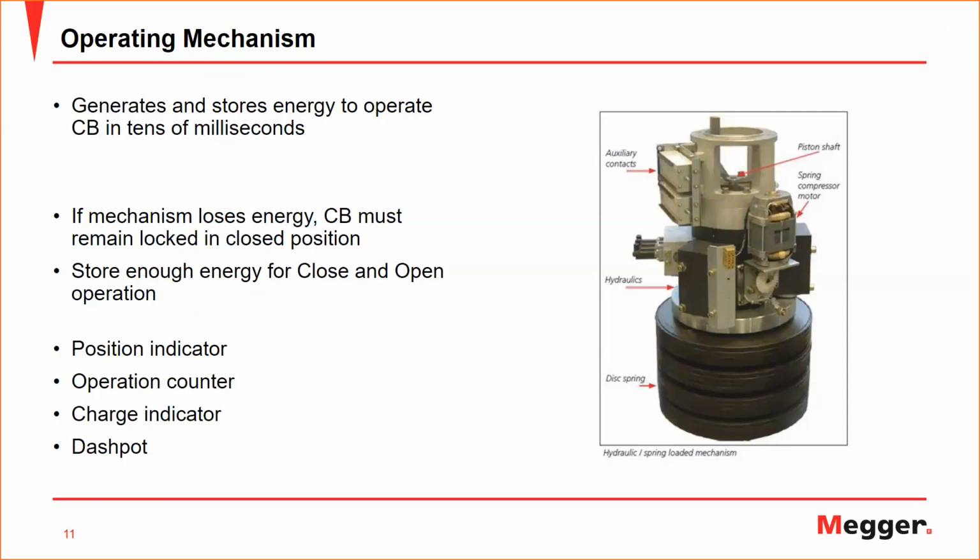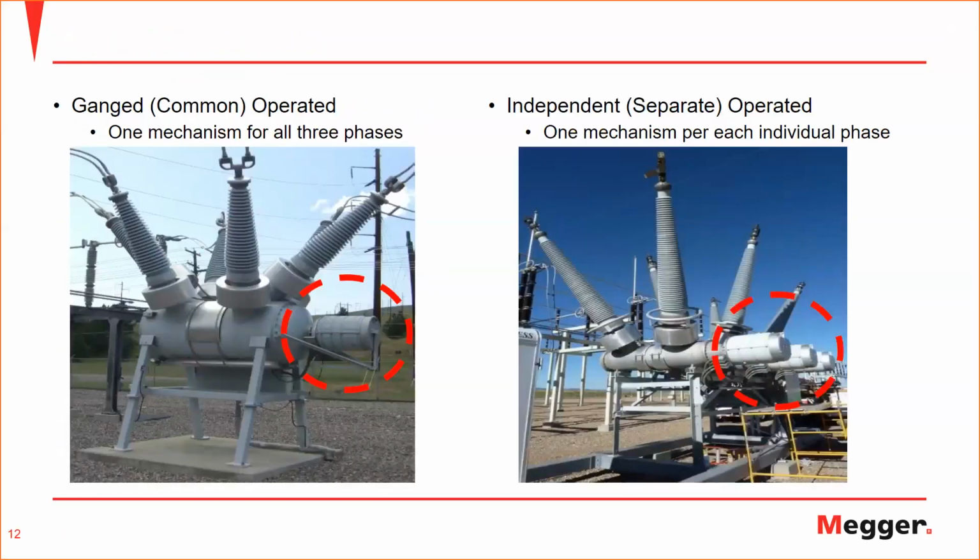Now, for usually high voltage, or I would say medium voltage, and up to maybe sub-transmission level, the circuit breaker will usually have one mechanism that operates all three phases. We call this type of circuit breaker gang operated, or some people might call it common operated, where you have one mechanism to operate all three phases.